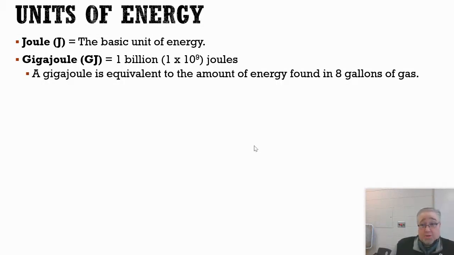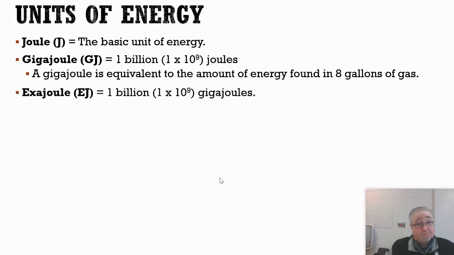Now, a gigajoule is about the amount of energy that we can get from 8 gallons of gas, if that kind of puts it into perspective a little bit more for you. But even that unit, a gigajoule, is a fairly small unit, even though it's got that prefix giga in front of it, and it is a billion joules. It's still kind of a small unit.